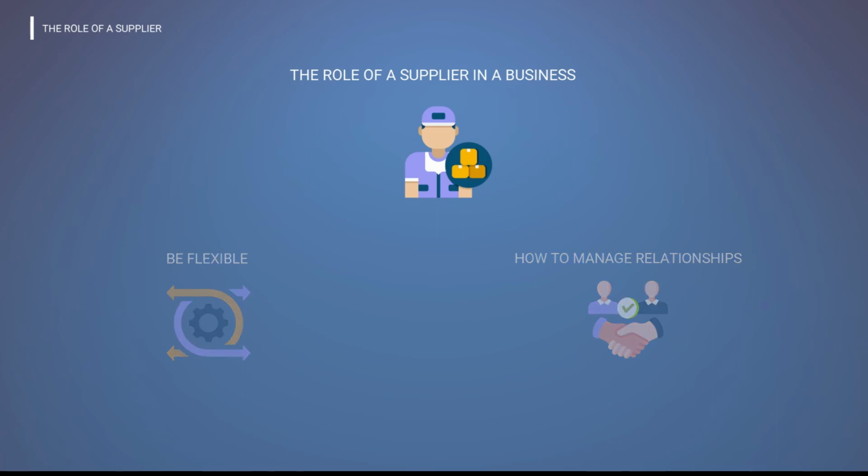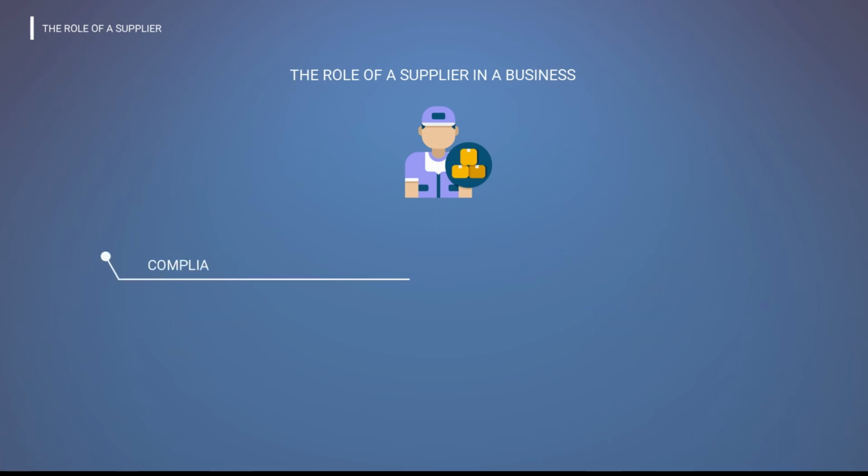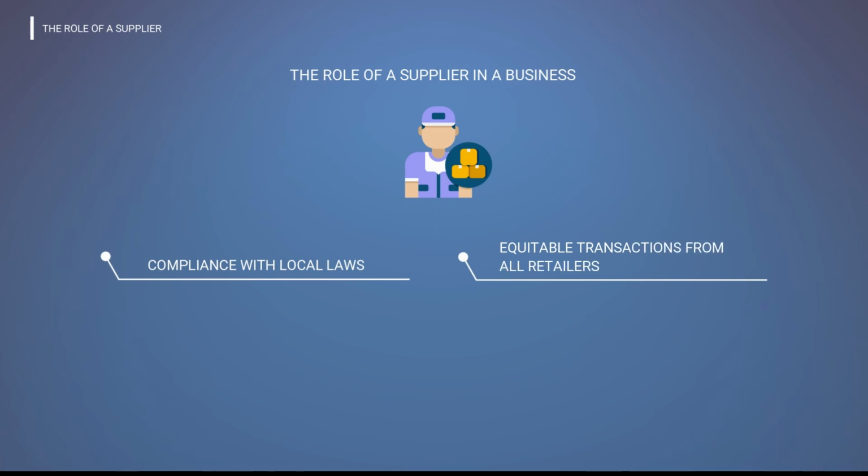Other important elements of a supplier's role include compliance with local laws. Suppliers should comply with all relevant laws and standards, including human rights protection and child labour. Equitable transactions from all retailers. Suppliers must provide equal opportunities for all retailers to do business with them. A retailer should not be rejected due to their location or for any other reason.